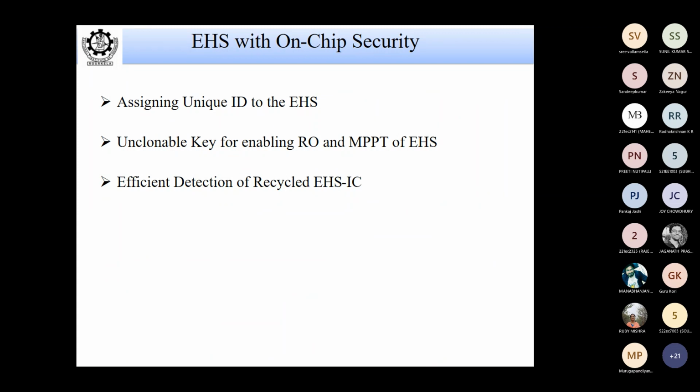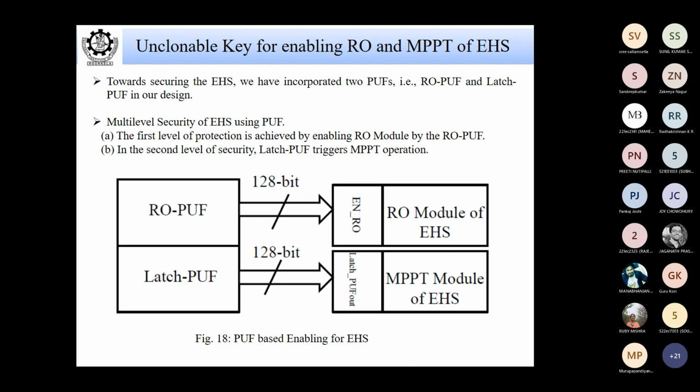So here we made an attempt to design an energy harvesting system with on-chip security. We gave a unique ID for this, and we designed a PUF. We have done a ring oscillator PUF. And there is another aspect that we have tried over here, the MPPT of the EHS. We wanted to extract the maximum power point tracking for the energy harvesting system. And at the same time, we also addressed counterfeiting aspects in VLSI design. We check whether we have an aged IC or a recycled IC, as I said, which we have to handle at the test level. So this was the unclonable key for enabling the ring oscillator and MPPT.